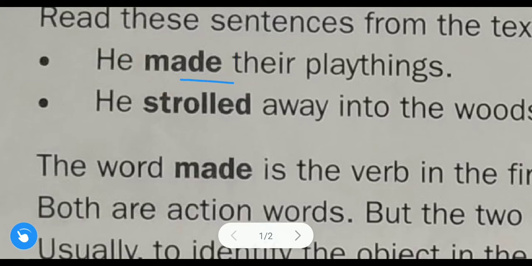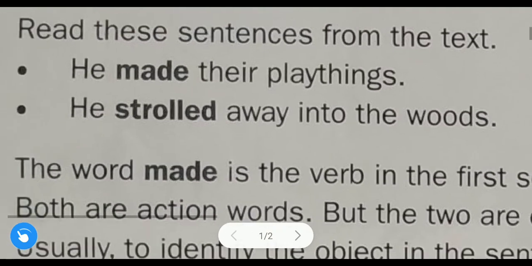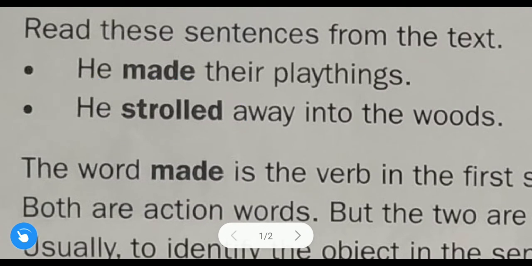Now we will check whether this verb is transitive or intransitive. Okay, so let us frame the question with what. So what he strolled, or you can say, what did he stroll? Okay, so what is the answer? What he strolled, or what did he stroll?